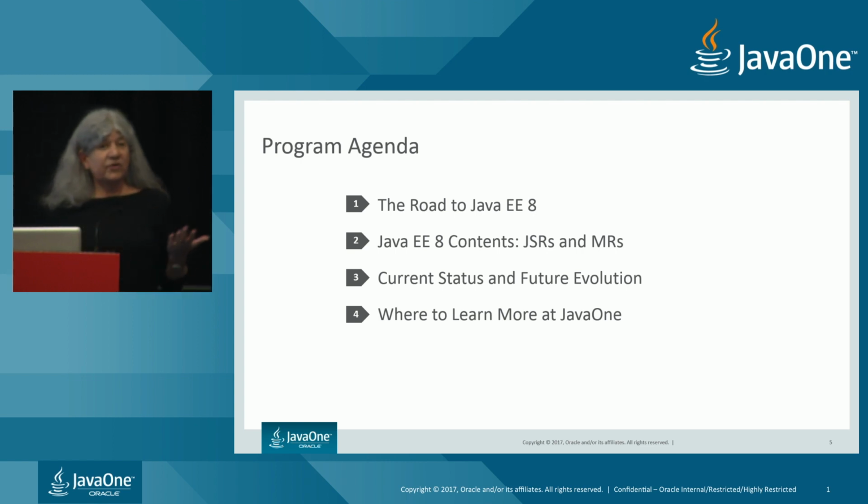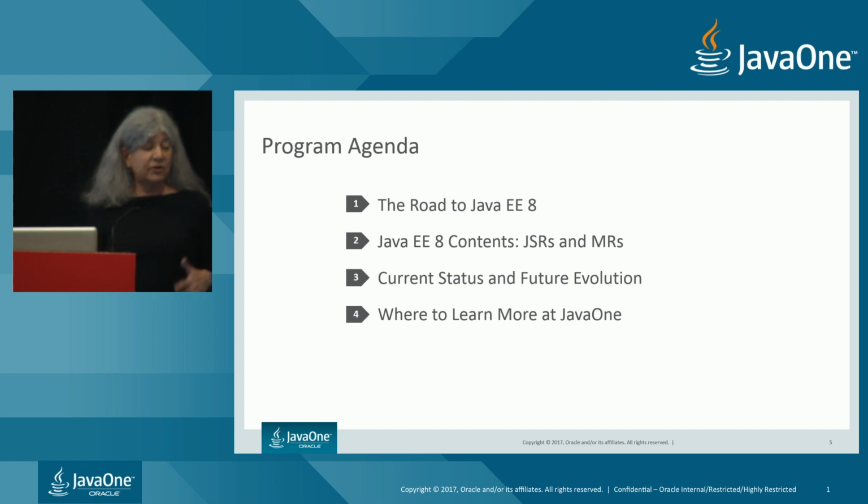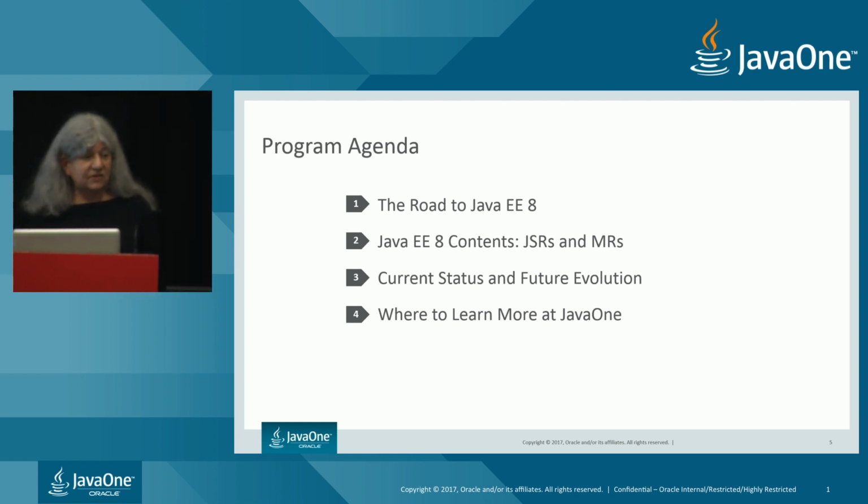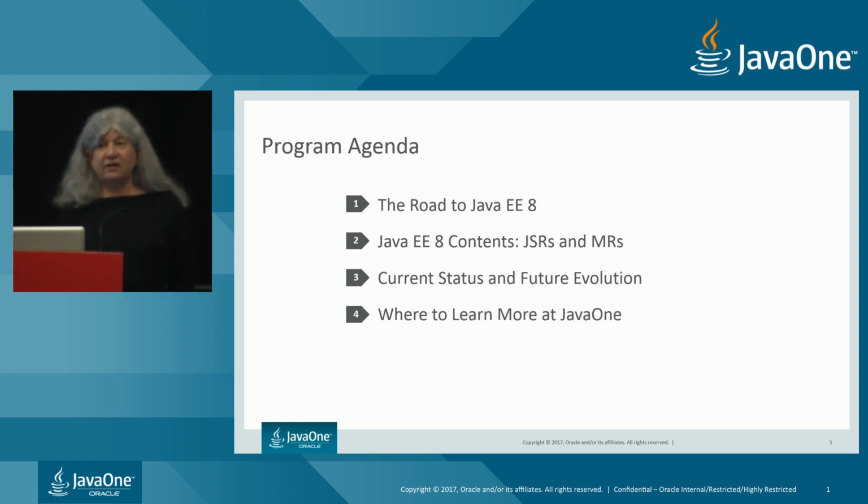So I'm going to start with a brief overview of some background, a little bit of the history of Java EE8, why it took so long perhaps. And then the bulk of the talk, I'm going to be talking about the JSRs and MRs, maintenance releases, that we addressed as goals in Java EE8. I'll say a few wrap-up words about our current status and our plans for the future. If you went to one of the keynotes this morning, you may have heard some things along those lines. And then finally, I'll leave you with some pointers to other presentations.